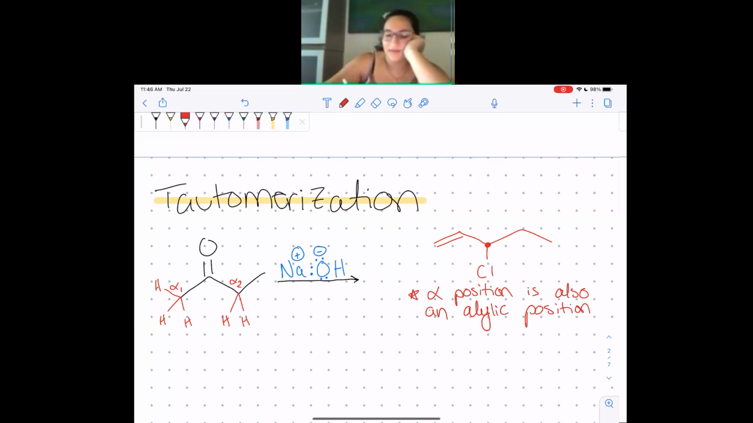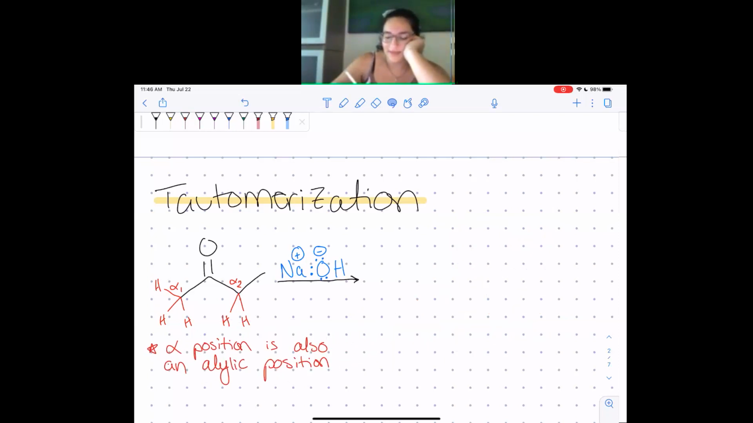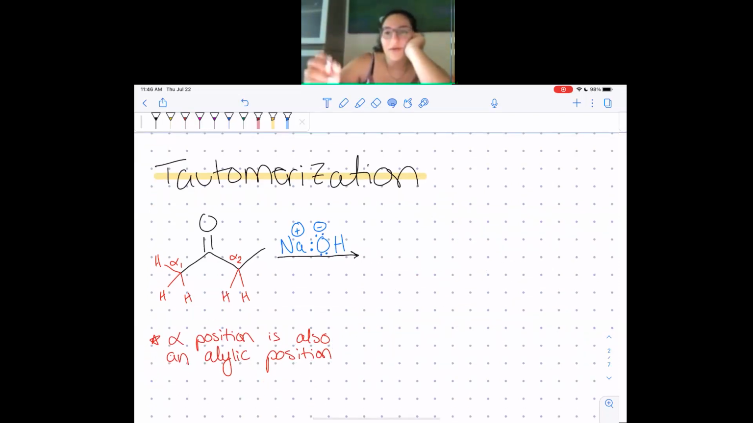And so I'm going to erase this because this doesn't really matter. It was just to get you guys thinking. I'm going to take this and I'm going to keep it here. So what do we know about the allylic position?